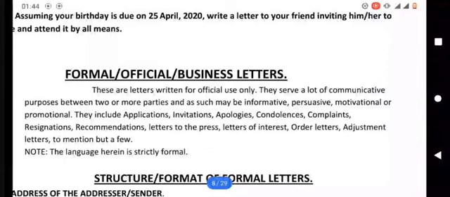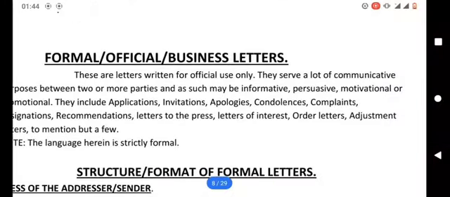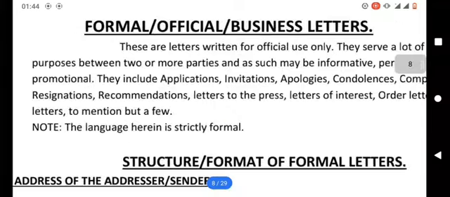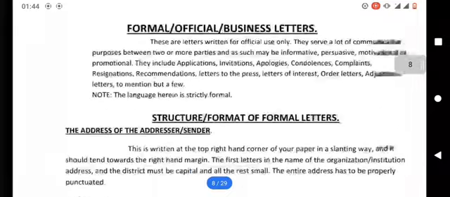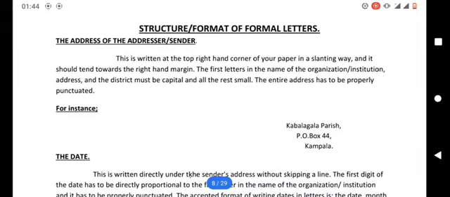They include applications, invitations, apologies, condolences, complaints, resignations, recommendations, letters to the press, letters of interest, order letters, adjustments, to mention but a few. The language herein is strictly formal. That is something you should note. Now let's look at the structure of a formal letter, not different from that of the informal letter.